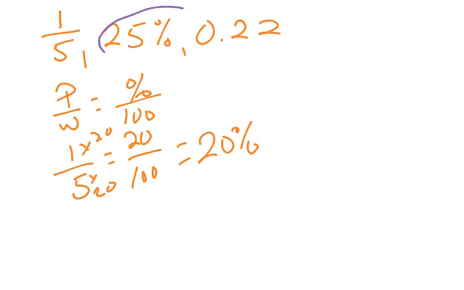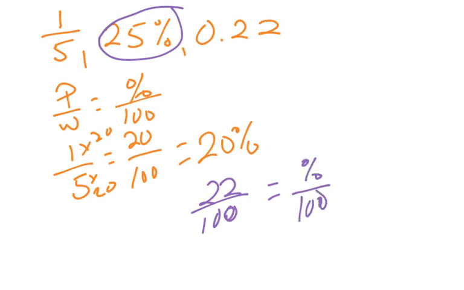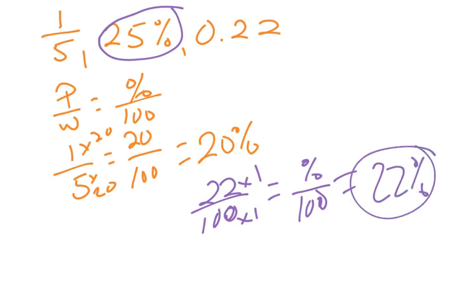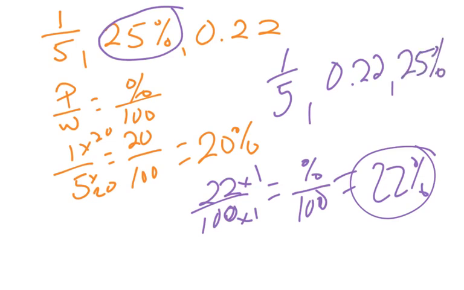Then this one's already in a percentage, 25%, so I don't need to change it. Then I have 22 hundredths. Well, that's the same thing as 22 out of 100, right? And percents are out of 100. I mean, I could set it equal to percent over 100, but it's just going to be multiplied by 1, right? So that's going to be 22% here. So in order from least to greatest, it would be 1/5, then 22 hundredths, then 25%. But like I said, you need to have them all in the same form so then you can compare them at the end.